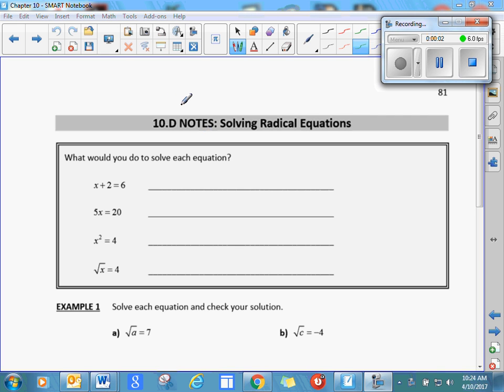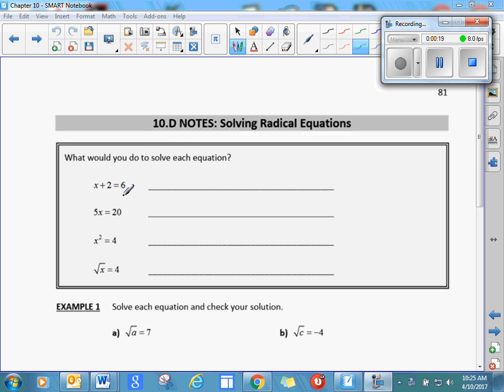Okay, this is the last section in Unit 10. We're on page 81, and this is really just an extension of our work with radicals earlier in this unit, but we are actually going to solve equations now that have radical signs in them.